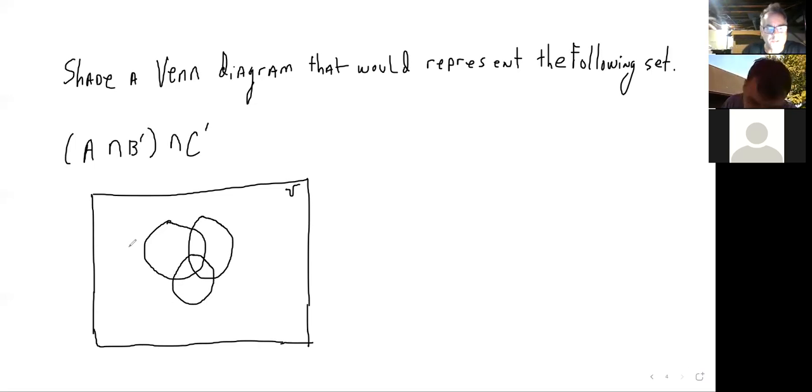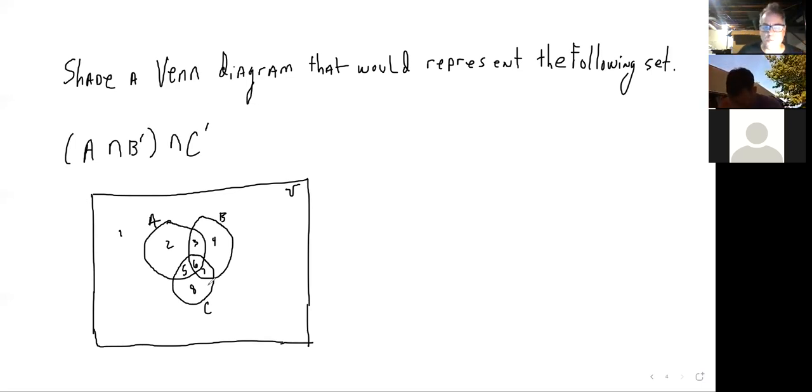So what I'm going to do is label the sets A, B, and C. I'm going to number each region. You don't have to number them like I do. You just need to have a number 1 through 8 in each of the 8 distinct regions. So I'm going to just go across the board: 1, 2, 3, 4, 5, 6, 7, 8. There are 8 regions there.